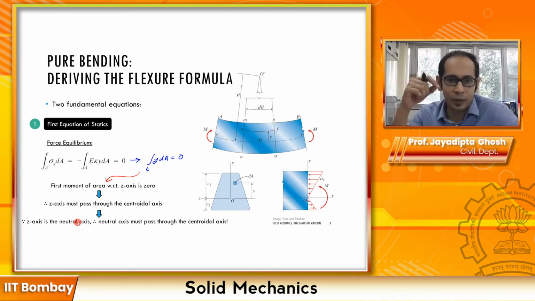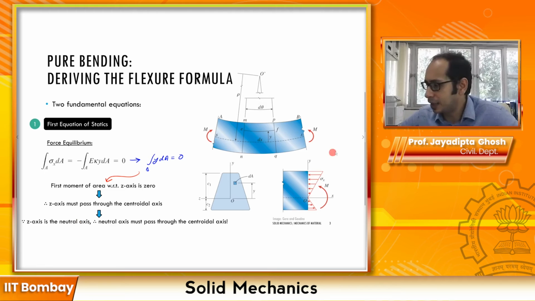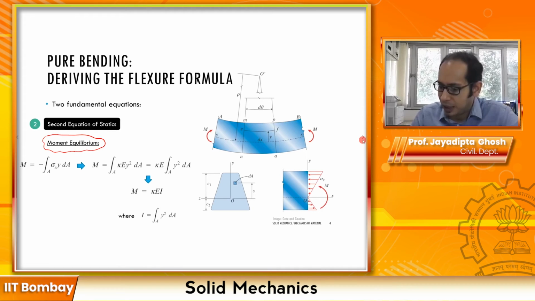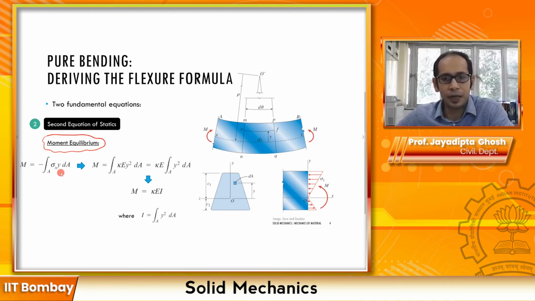Now let's take a look at the second equation of statics, which, as we mentioned, is the moment equilibrium. Similar to the force, we are looking at the same section. Previously we did the summation of sigma x dA equal to 0, that was the force equilibrium. Now we are calculating the moment. Remember, this moment overall must match the bending moment that is there.